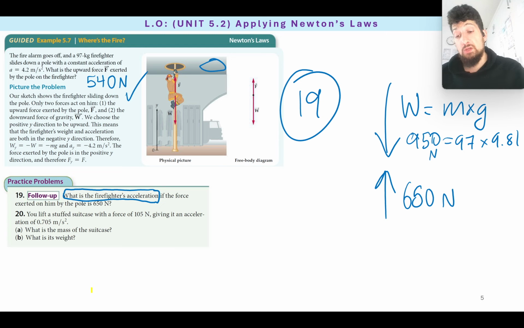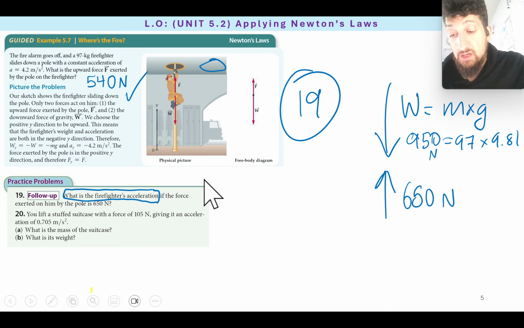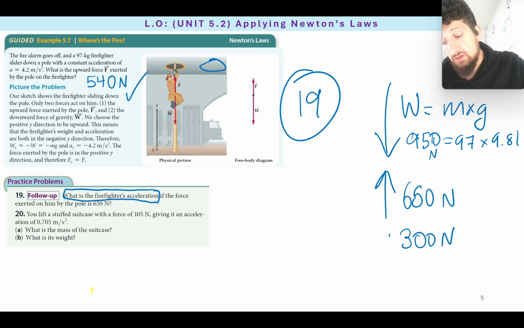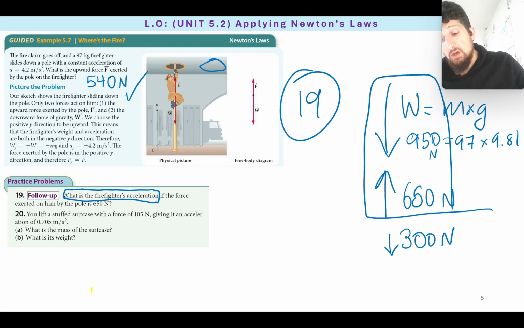So the first thing we need to know is what is the overall net force, because we've got a force downwards of 950 and a force upwards of 650. Overall, the force acting down is going to be, well, that's 300 newtons, isn't it? 950 down, 650 up, so it's going to be 300 newtons in the downward direction. That's the overall force.